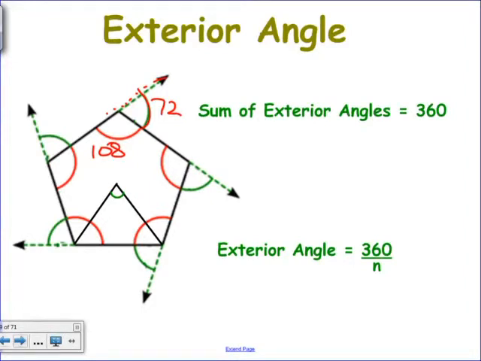So if you've got a pentagon, I've got 360 degrees and I divide it by 5 sides, number of sides. So what does that tell me my exterior angle is? 360 divided by 5. 72. Funnily enough, it's 72. So that kind of proves that particular rule.